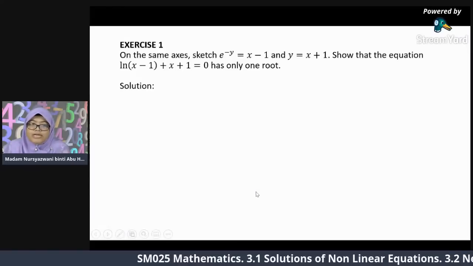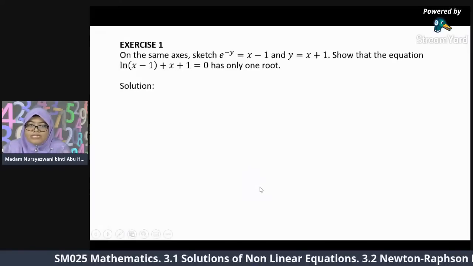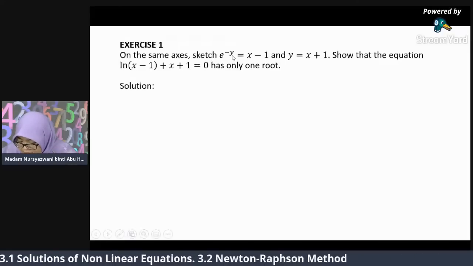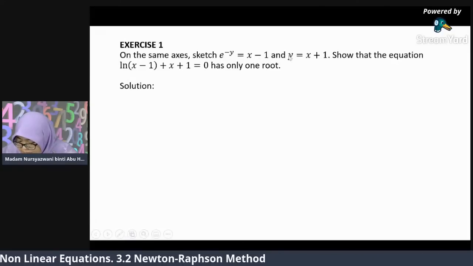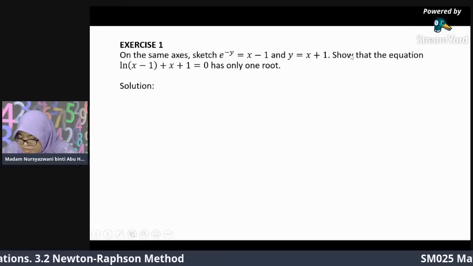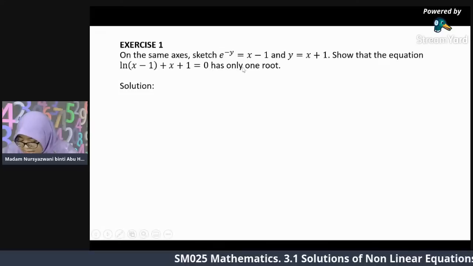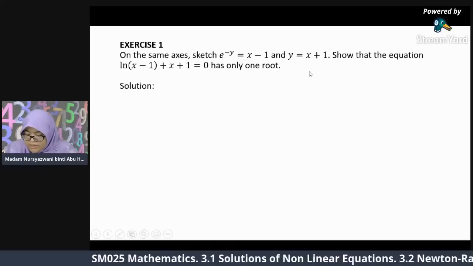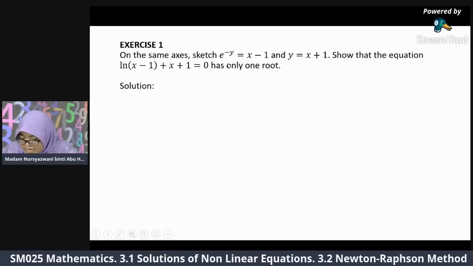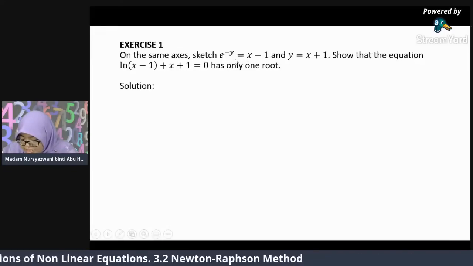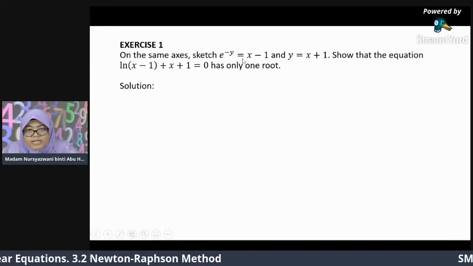Okay, exercise 1. On the same axis, sketch e to the power of negative y equal to x minus 1 and y equal to x plus 1. Show that the equation ln(x minus 1) plus x plus 1 equal to 0 has only one root. Okay, soalan suruh awak sketch dua equation. So first kita kena simplify equation yang pertama ni dulu.